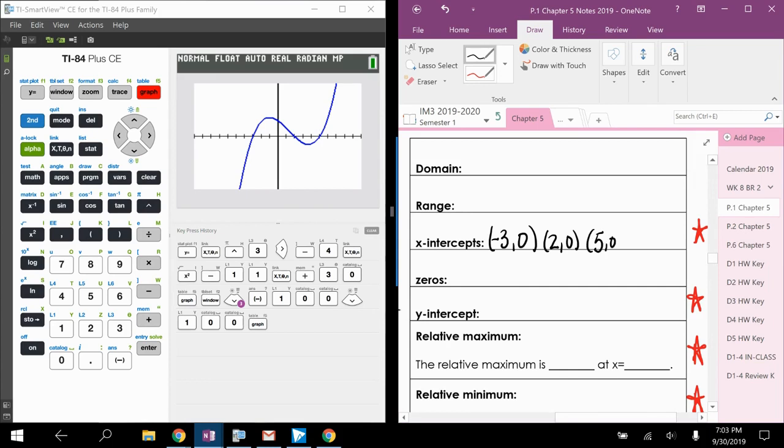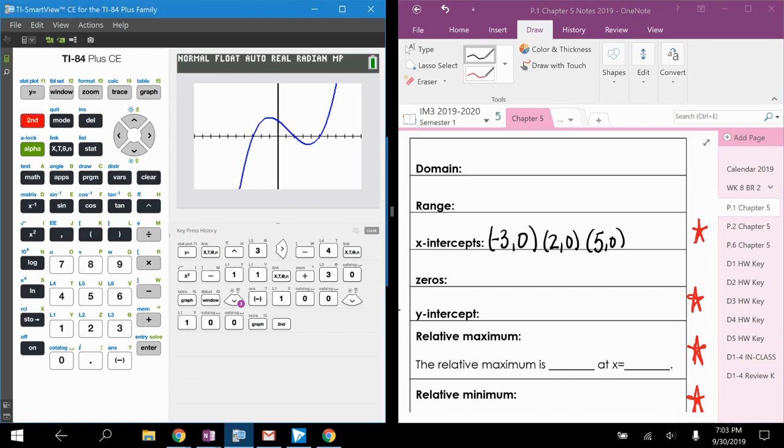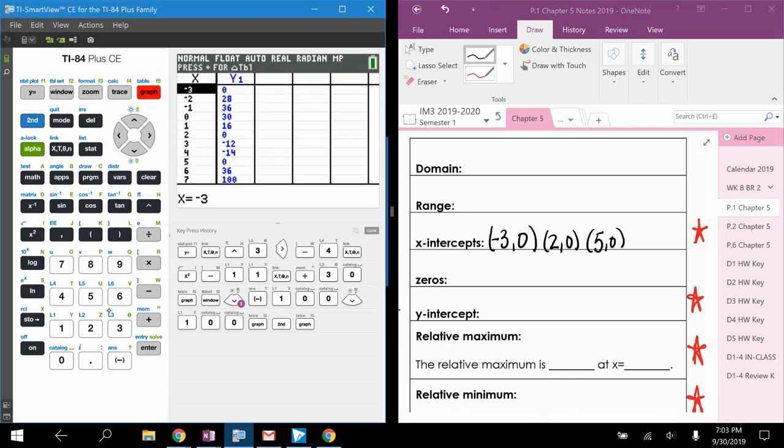Now, another way to calculate your zeros, we can use that table that we've used last chapter. If you press second table, you can see here at negative 3, 0, I'd have an x-intercept. And if I scroll down, I would have 2, 0 as an x-intercept. And I would also have 5, 0 as an x-intercept. Okay. Now we want to find our y-intercept.